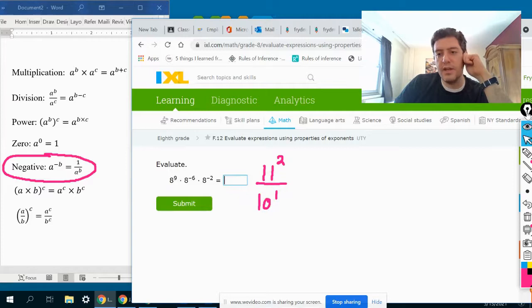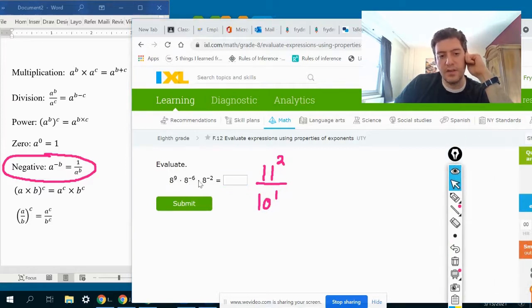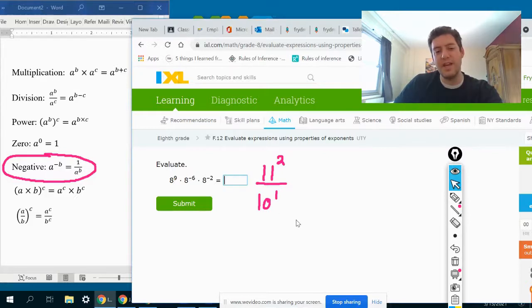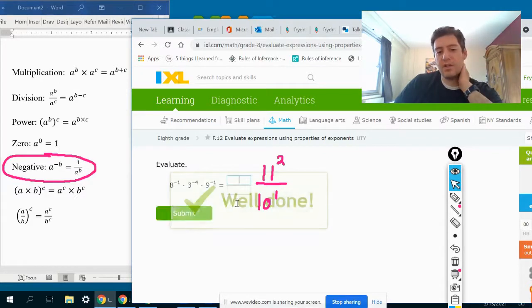All right, let's go ahead. Here, all the bases are the same. You could just use the multiplication rule and just add all of these up. 9 plus -6, which is like 9 minus 6, and then plus -2, which is like minus 2. So 9 minus 6 is 3, and then plus -2 is like minus 2. So 3 minus 2 is 1. So we're going to get just 8 to the first power, which is 8. That one actually wasn't too hard.